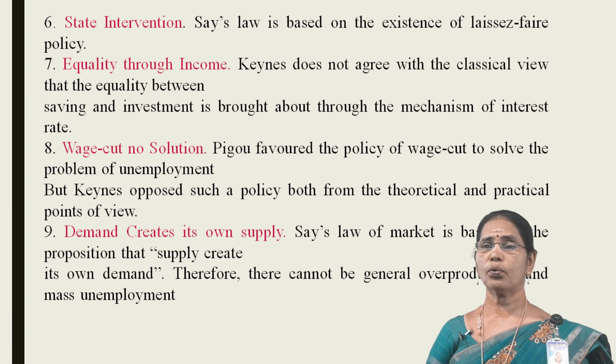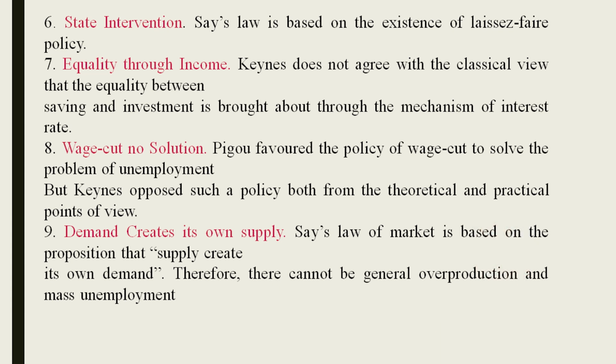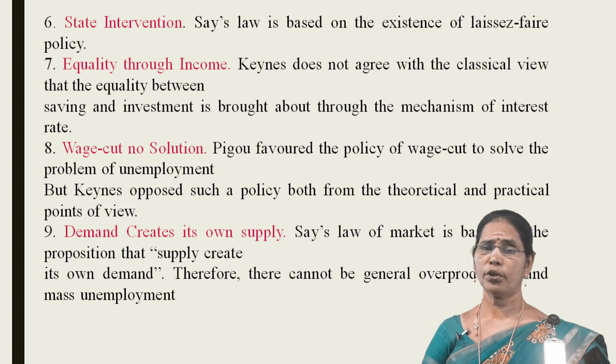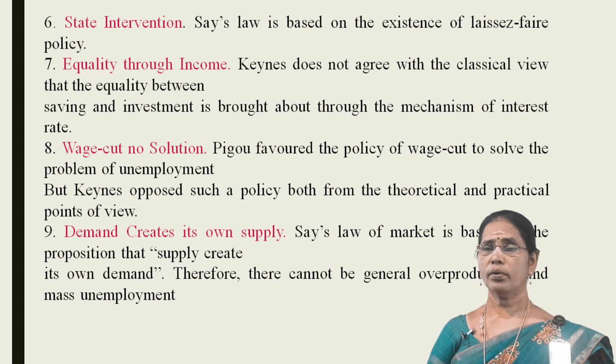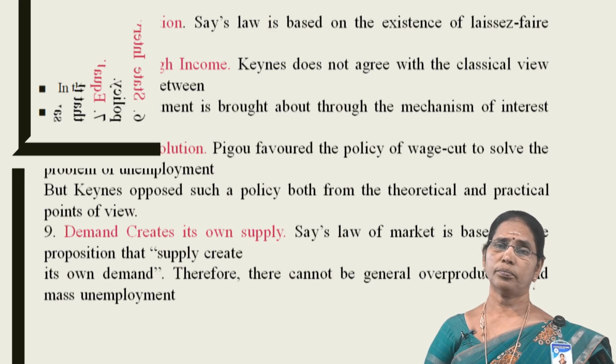Demand creates its own supply. Say's law of market is based on the proposition that supply creates its own demand. Therefore, there cannot be general overproduction and mass unemployment.